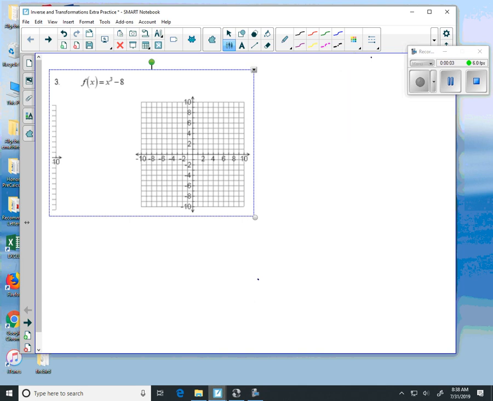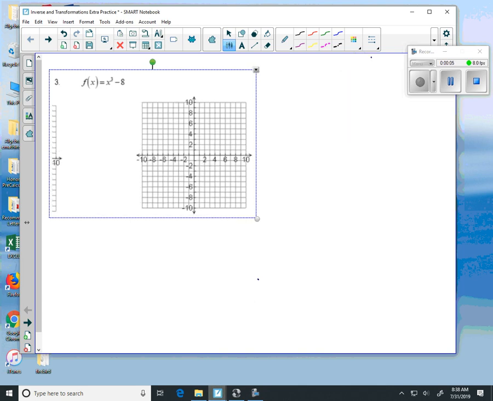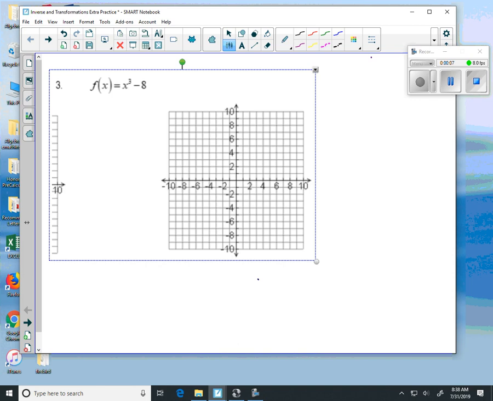Some extra practice with our inverses. We're starting with x cubed minus 8. Cubics are nice to take an inverse of because they're one-to-one without any domain restriction. So I'm going to go ahead and start just by graphing this guy.